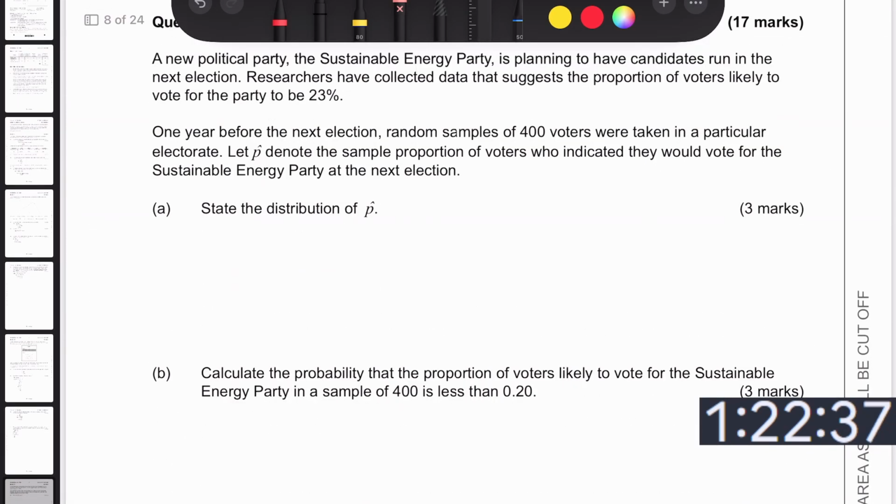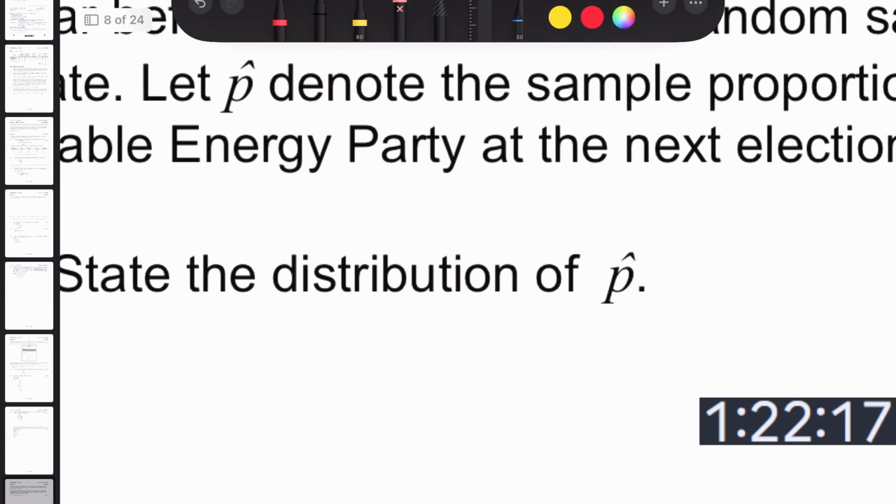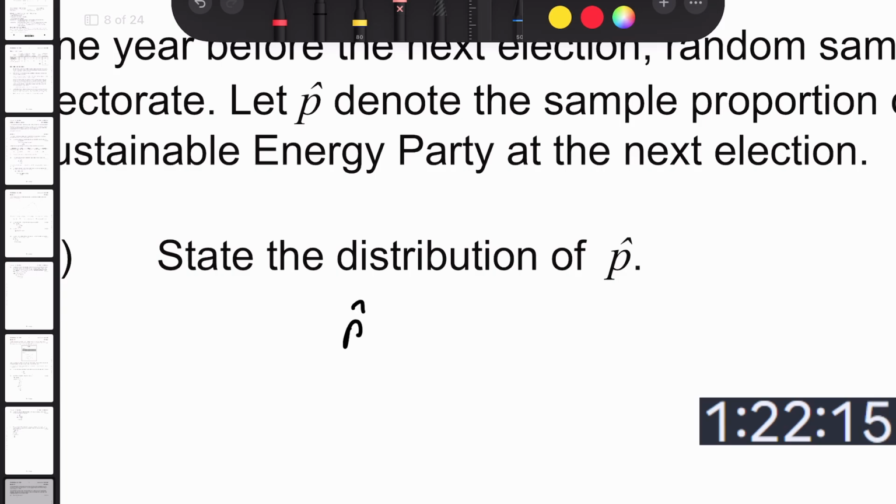A new political party, the Sustainable Energy Party, is planning to have candidates run in the next election. Researchers collected data suggesting the proportion of voters likely to vote for the new party will be 23%. One year before the next election, random samples of 400 were taken in a particular electorate. A poll determined the sample proportion who indicated they would vote for the new party. So p hat, as n is greater than 30, is a normal distribution.